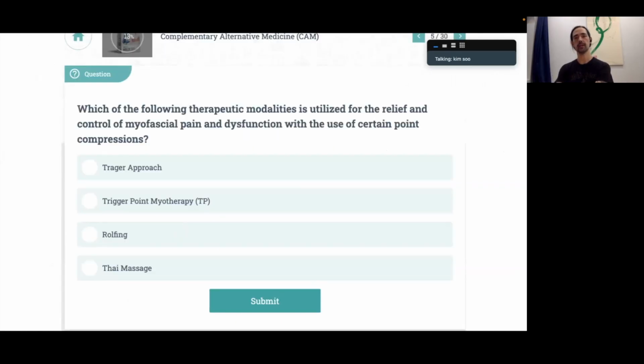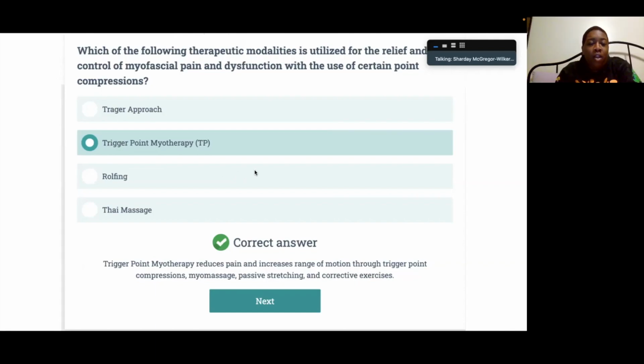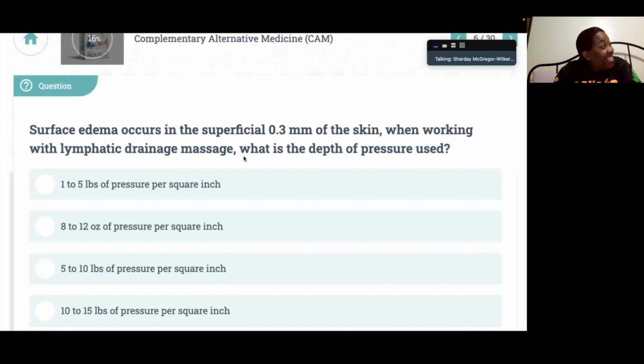Which of the following therapeutic modalities is utilized for the relief and control of myofascial pain and dysfunction with the use of certain point compressions? Point compressions. What does that sound like? Myofascial pain and dysfunction using certain point compressions. Is that Trager, trigger point myotherapy, Rolfing, or Thai? Trigger point myotherapy. Yeah, I was about to say trigger point. Yes, trigger point. I just learned about Rolfing. Rolfing is no joke. Yeah, I saw.